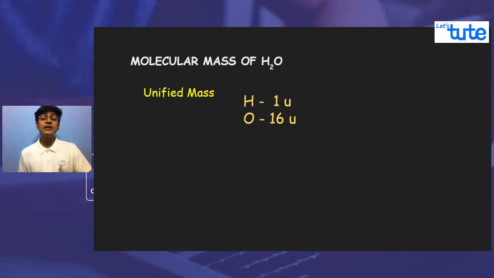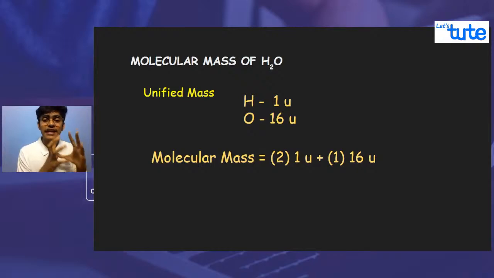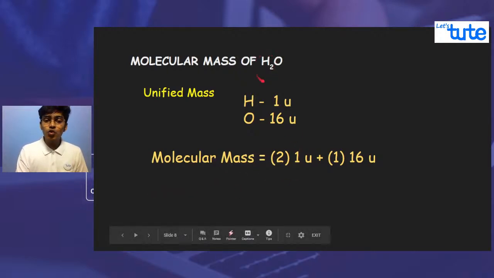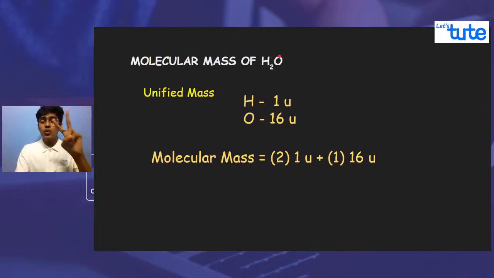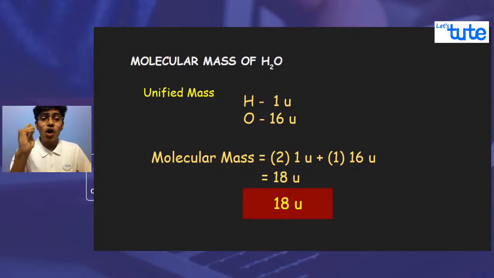We have discussed this in our previous videos. These are the unified masses of hydrogen and oxygen. Now let us make a formula out of it. The molecular mass of water, H2O, will be 2 × 1 u, and I'm writing 2 here because we are using 2 atoms of hydrogen. So it is 2 multiplied by the atomic mass of hydrogen, plus 1 multiplied by the atomic mass of oxygen. This sums up to 18 u. So 18 u is the molecular mass of water.